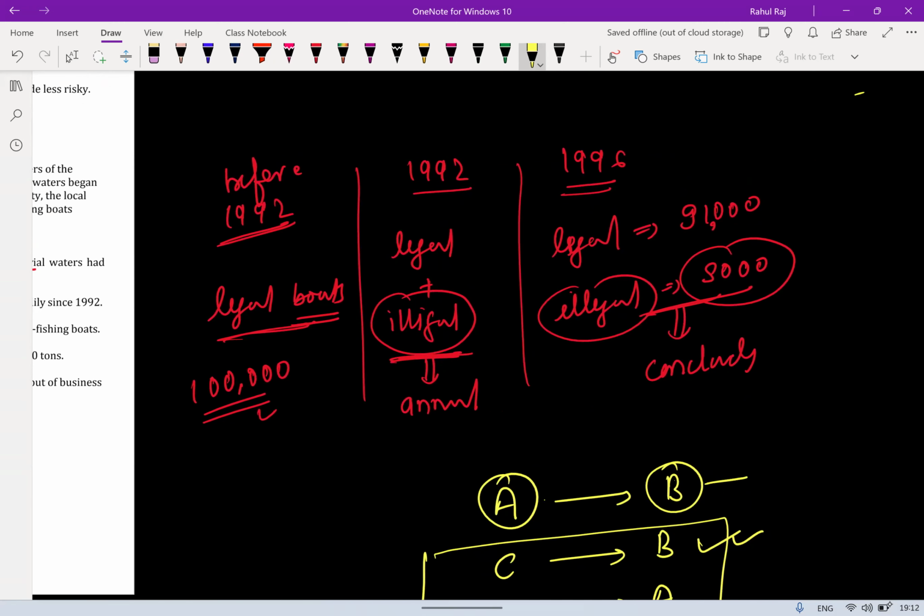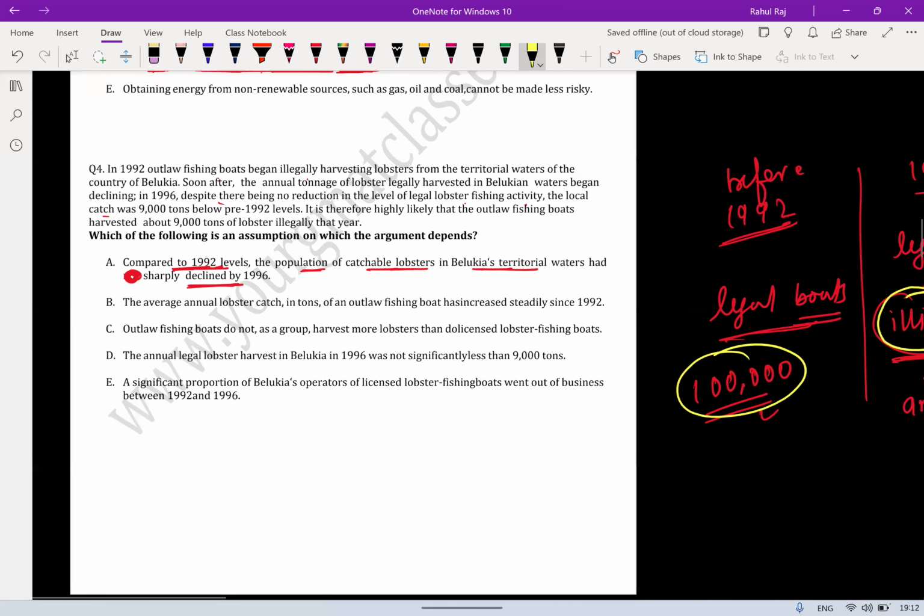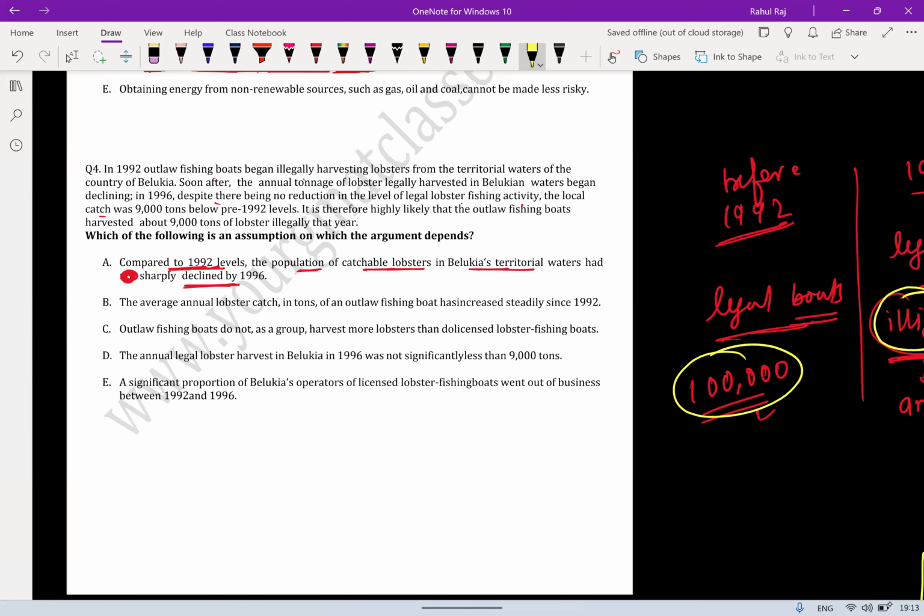That before 1992, there were 100,000 tons of lobsters caught by legal boats. Now they're telling us in 1992, illegal boats have come into the picture. The last result they are giving is that after illegal boats came into the picture, in 1996, the legal catch decreased by 9,000 tons. So the legal catch was 91,000 ton, and illegal boats caught 9,000 ton. Now if I negate this statement: compared to the 1992 level, the population of catchable lobsters in Belupian territorial water had sharply declined.